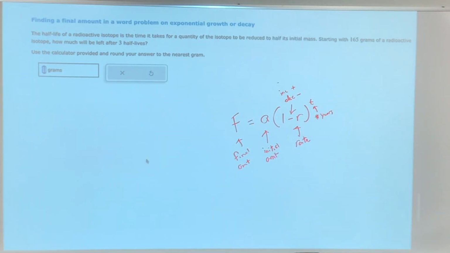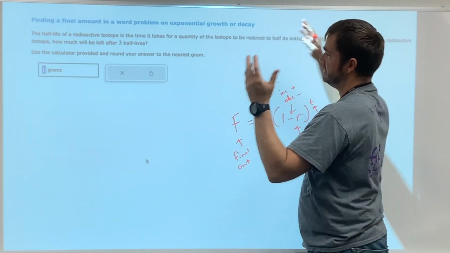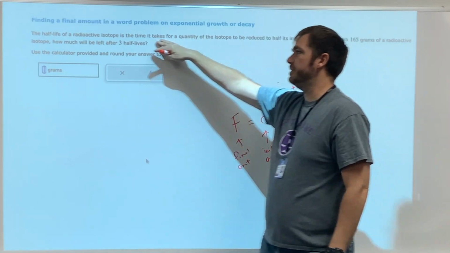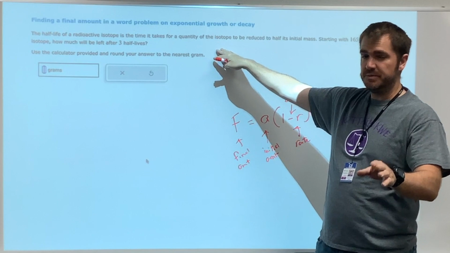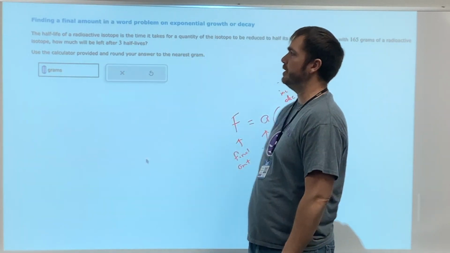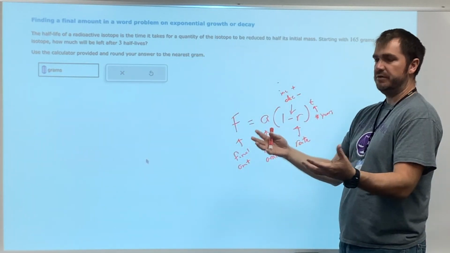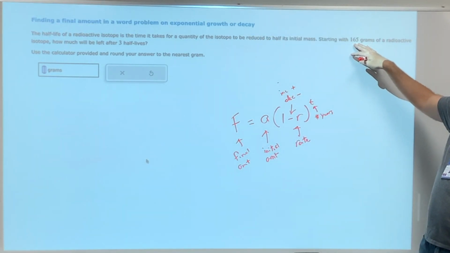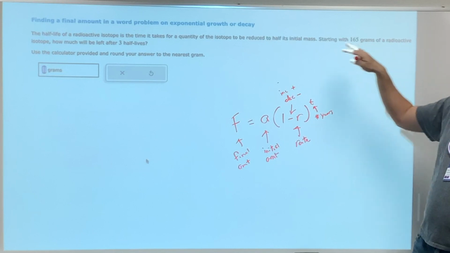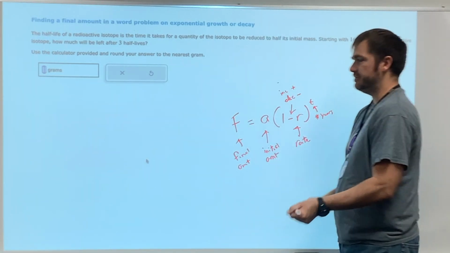All right, for our last problem, it still falls into the exact same category, but it's going to look different in what it seems to be asking. See, this says the half-life of a radioactive isotope is the time it takes for a quantity of the isotope to be reduced by half of its initial mass. Starting with 165 grams of radioactive isotope, how much will be left after 3 half-lives?